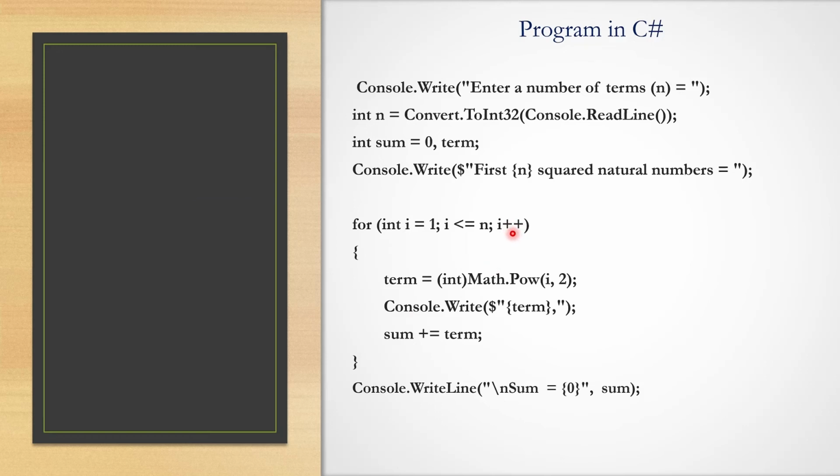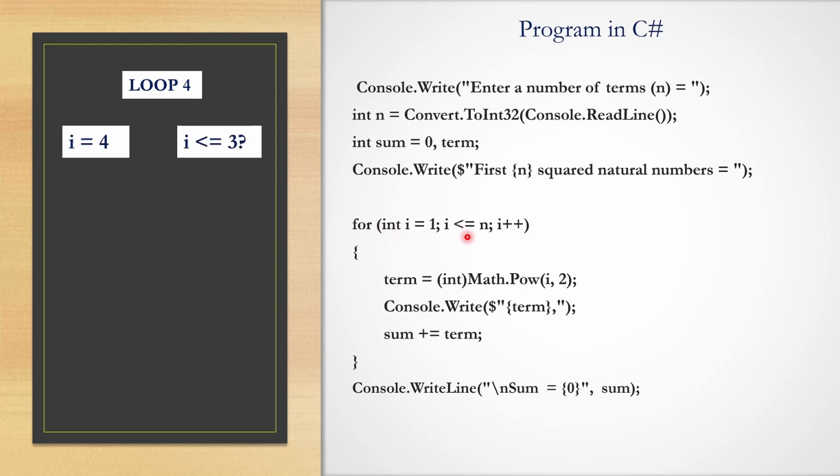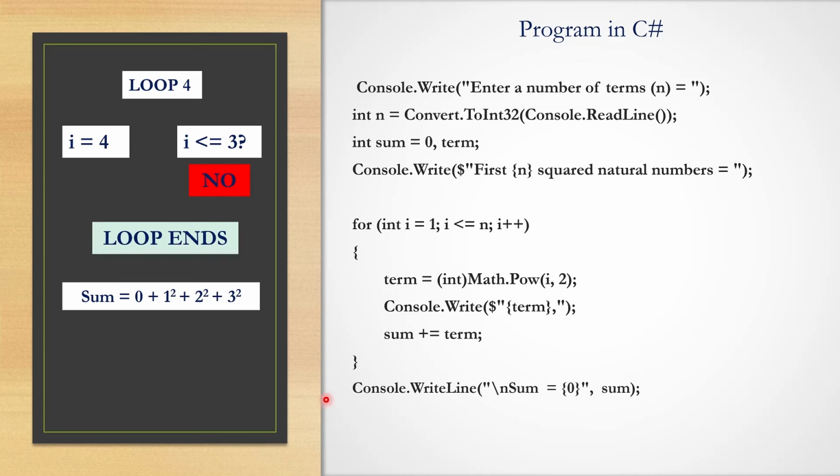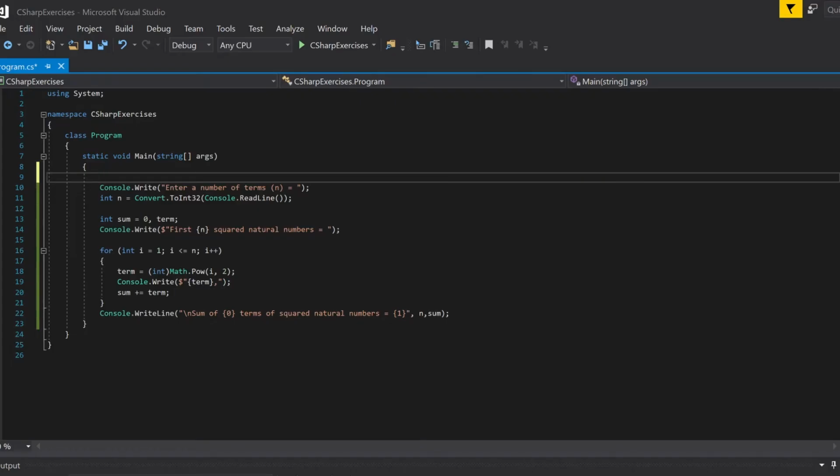For loop 4, we have i equals 4. It again checks if i is less than or equal to 3. No, then it comes out of the loop, which is loop ends. So when the loop ends, we have sum equals 0 plus 1 square plus 2 square plus 3 square, which is equal to 14. Then we can print out that sum easily. Now that we know how our program functions, let's look at Visual Studio and check the output.